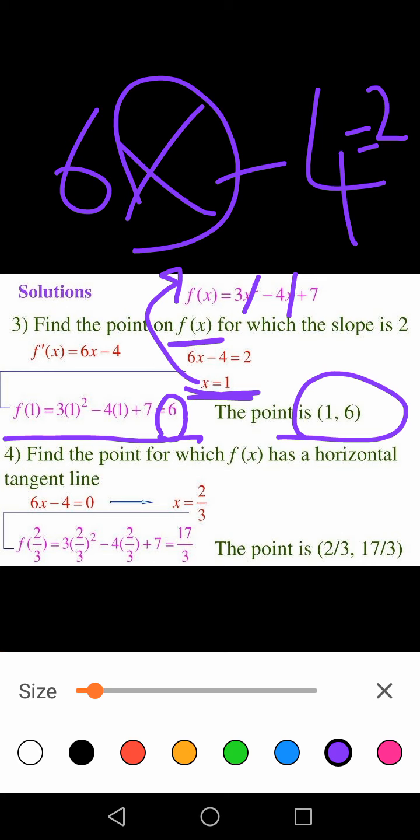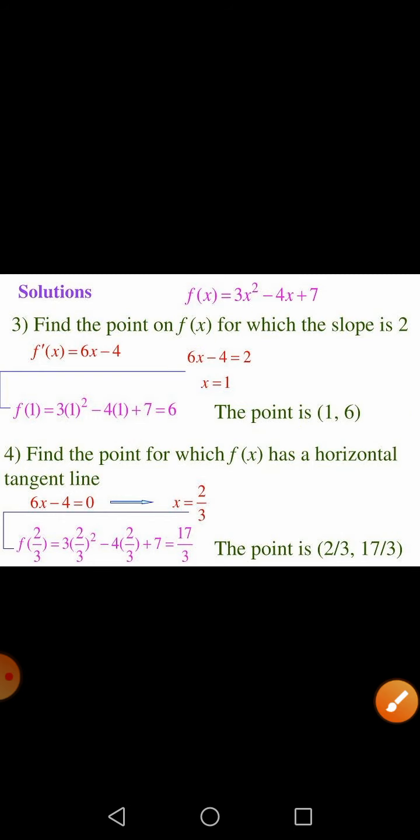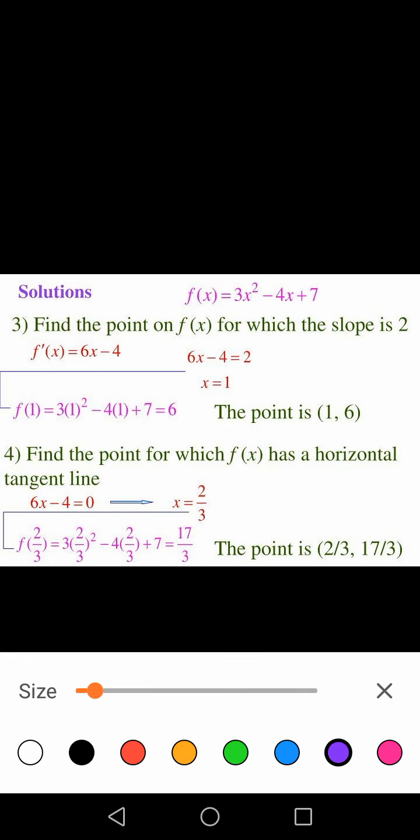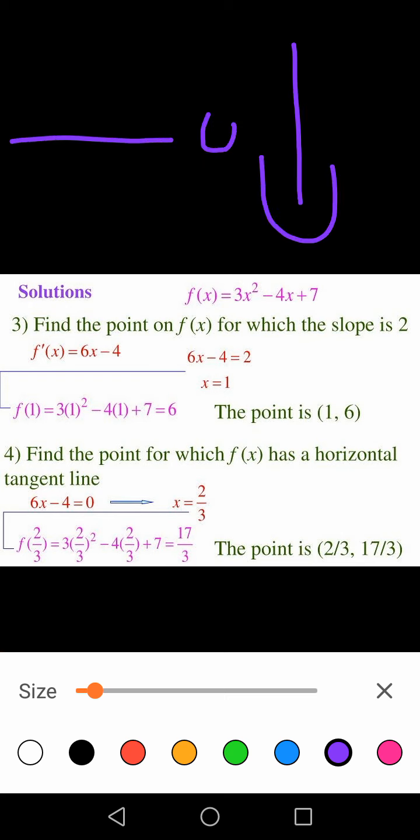Okay, what about the fourth one? Find the point for which f(x) has a horizontal tangent line. Do you remember the rules of slope? Horizontal equals what, or vertical equals what? Yeah, if vertical it will be undefined, if horizontal it will equal 0. Do you remember this? Okay, once he told me the tangent is horizontal, the slope of this tangent equals 0.